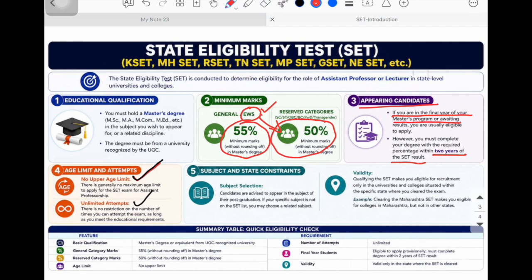Imagine you qualified KSET from Karnataka state, then you are eligible for the assistant professor post in Karnataka state. If you are from Maharashtra and you qualified Maharashtra SET, then you are eligible for Maharashtra state level assistant professor or lecturer posts. Same like Rajasthan, Madhya Pradesh, etc., or the Northeast. If you qualify that state eligibility test, you can apply for assistant professor posts in that particular state.